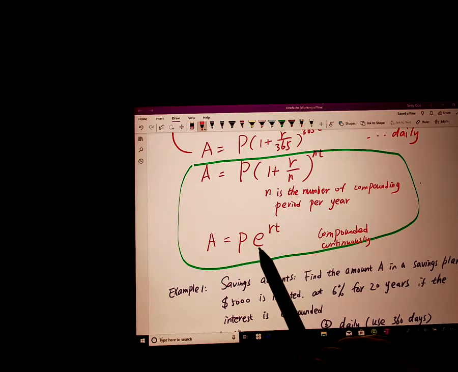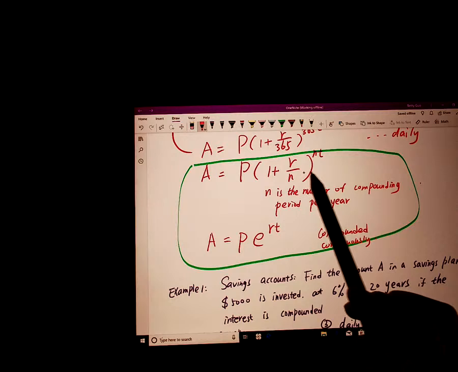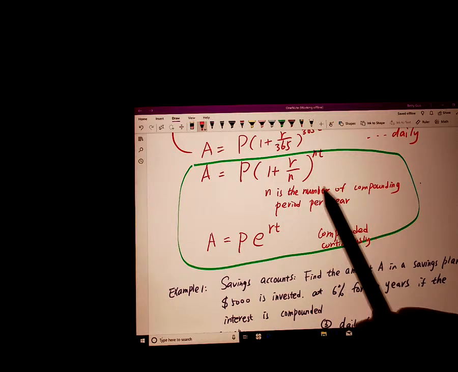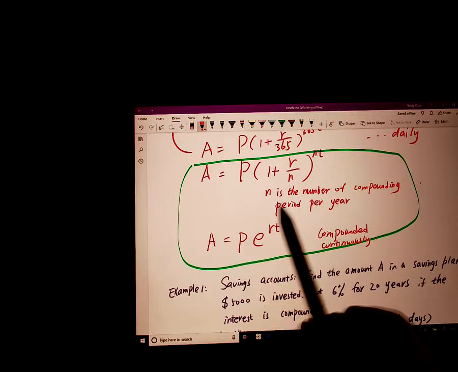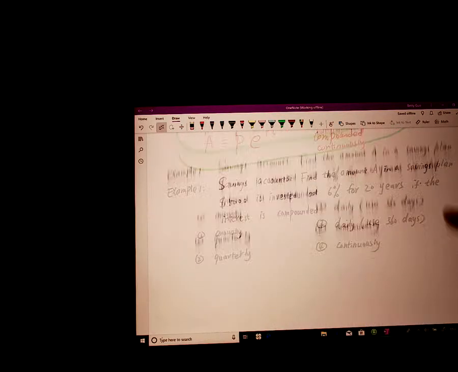e here is the natural number, the Euler number. It is an irrational number, remember, the base of the natural logarithm, about equal to 2.718. r here is the annual interest rate, t here is time in years. You will learn why this function is the limit of the other as n approaches infinity when you take Calculus 2, so we won't talk more about it here. So we need two formulas, okay? For compound interest, let's look at example 1.